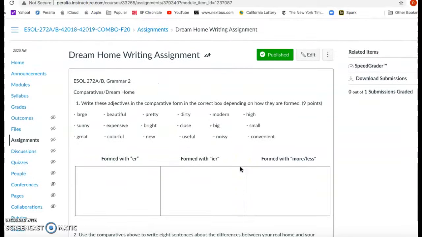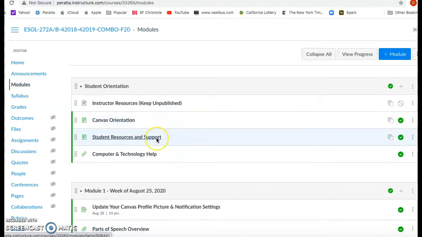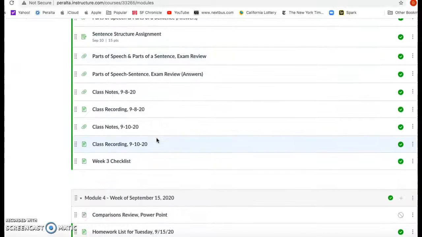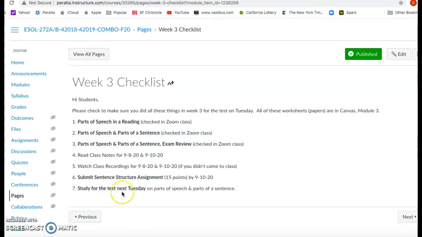And I also want you to remember to study for the test. We're having a test after class on Tuesday. The test is about parts of speech and parts of a sentence, okay? And that is in your week 3 checklist as well. Study for the test on Tuesday, parts of speech, parts of a sentence.